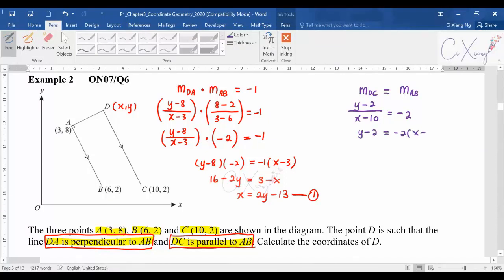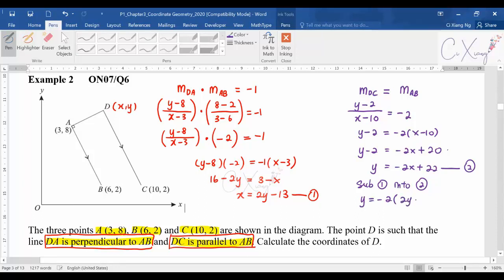Negative 2 and then x minus 10. Alright, so I'm having y minus 2 equals to negative 2x plus 20. Okay, so I will assume that y equals to negative 2x plus 22. So this is my second equation. And then I can try to solve the simultaneous equation. So I will sub equation number 1 into 2. Therefore, y is equals to negative 2, 2y minus 13 plus 22.